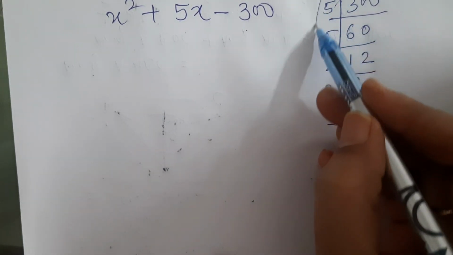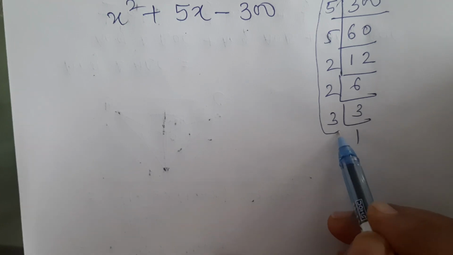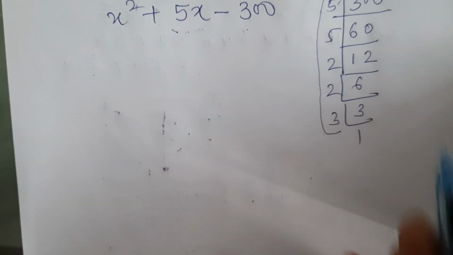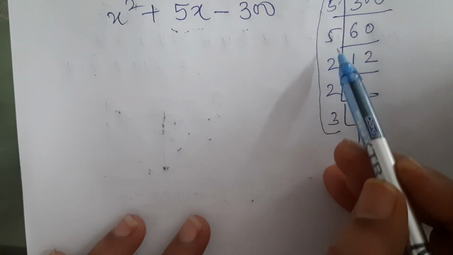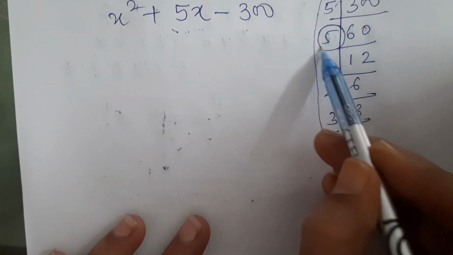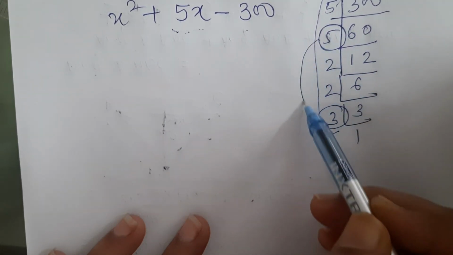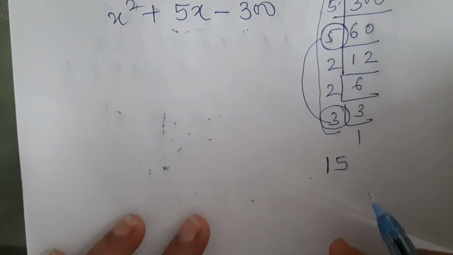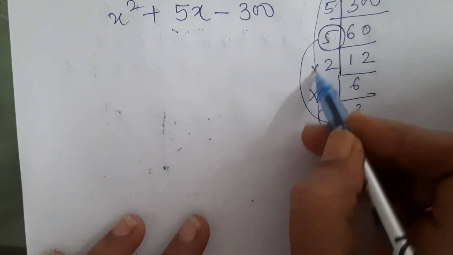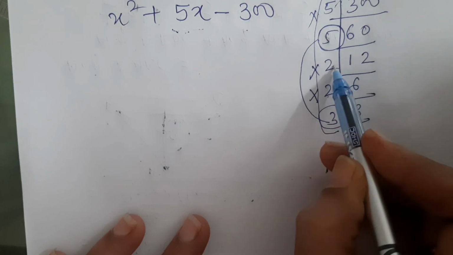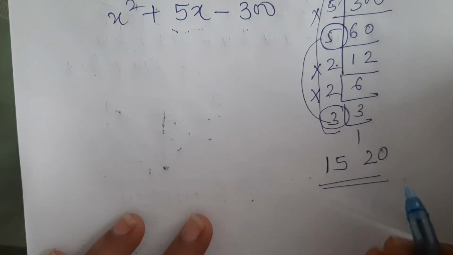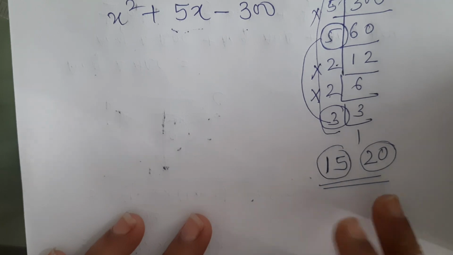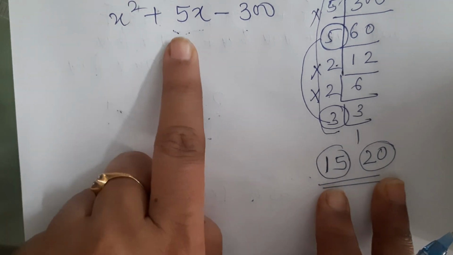Now we need to arrange the numbers in such a way so that we get the middle number 5. Now let's start out with choosing the numbers. Here, if we choose 5 and 3, 5 3s are 15. We are left with 2, 2 and 5. 2 2s are 4, 4 5s are 20. Now we got the required pair, 20 and 15. If we subtract both the numbers, we get the middle number.